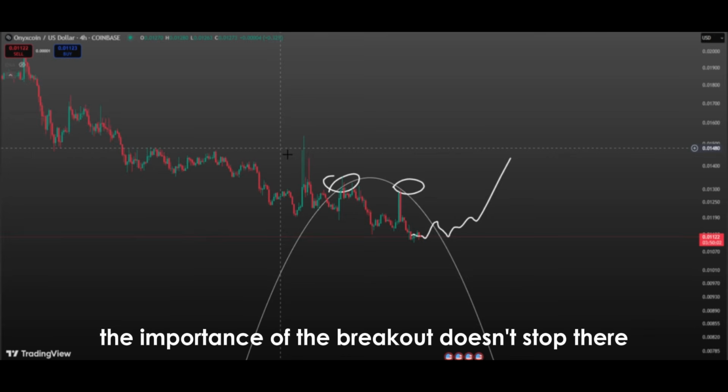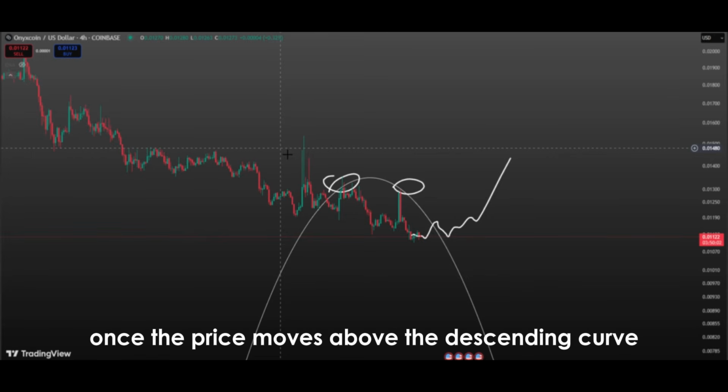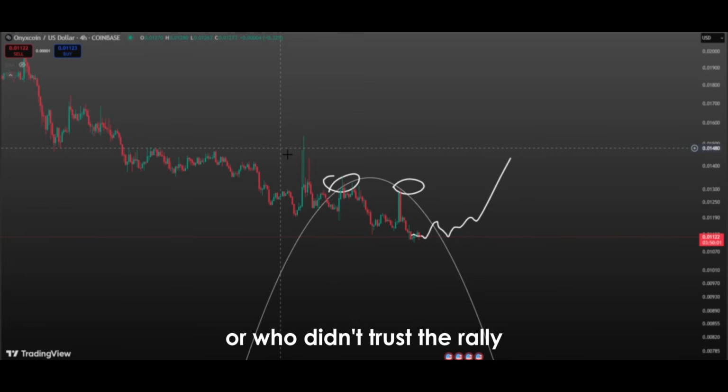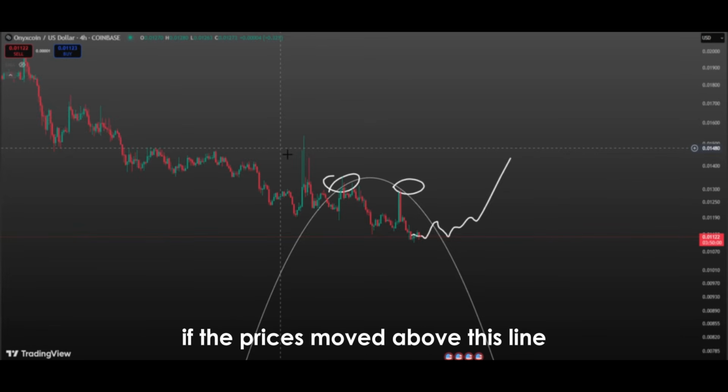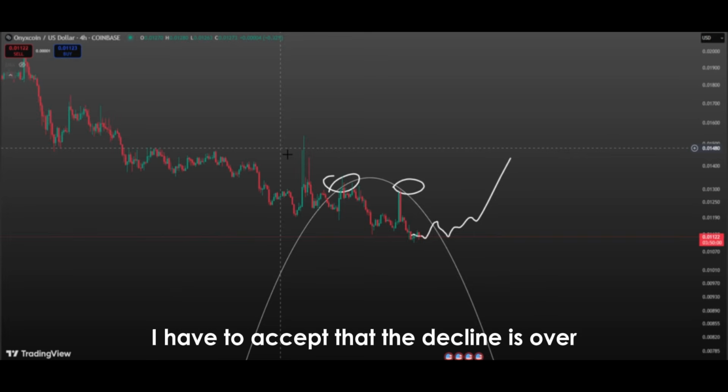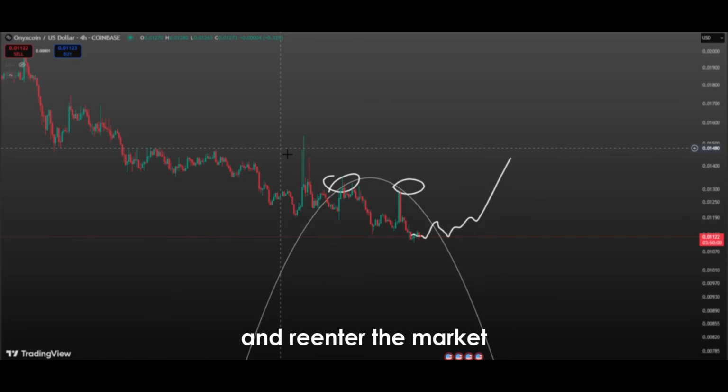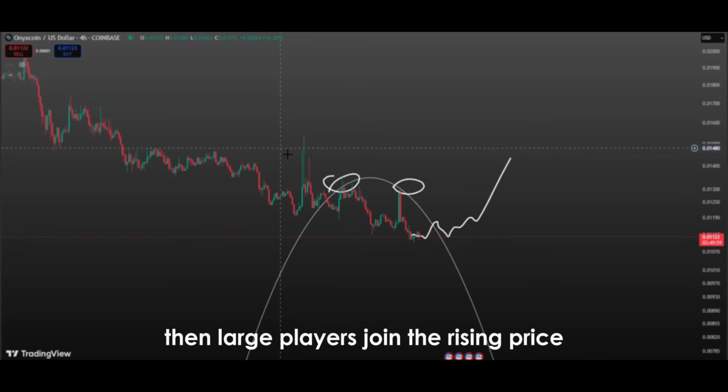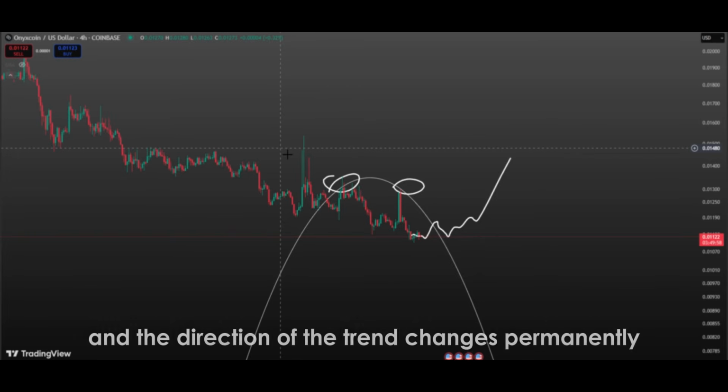The importance of the breakout doesn't stop there. Once the price moves above the descending curve, investors who had sold earlier or who didn't trust the rally begin to reconsider their positions. Many investors think, if the price has moved above this line, I have to accept that the decline is over and re-enter the market. This further strengthens the buyers. Thus, breaking the descending curve triggers a sort of domino effect. First, small investors, then large players join the rising price, and the direction of the trend changes permanently.